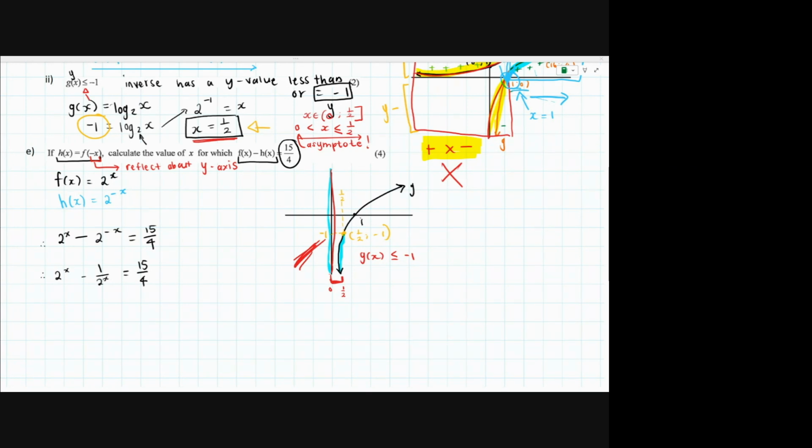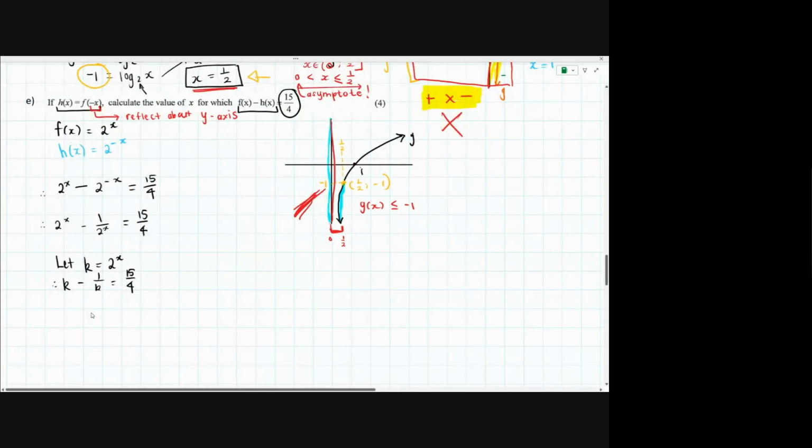Alrighty, guys, let's see what we have going on here. So like I said, I would use K method. Always just say what you're going to let K equal. So let K equal 2 to the power x, which means we've got K minus 1 over K equals 15 over 4. Obviously, if you're comfortable without K method, don't use it. It's absolutely fine. I just know for me personally, I would struggle without.